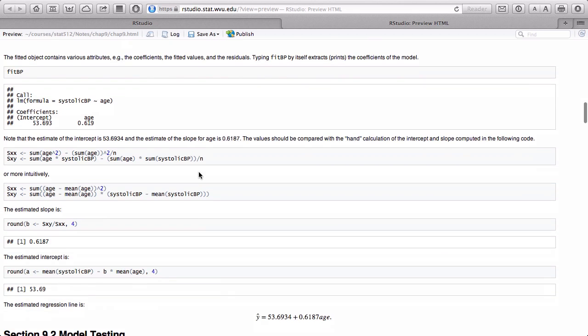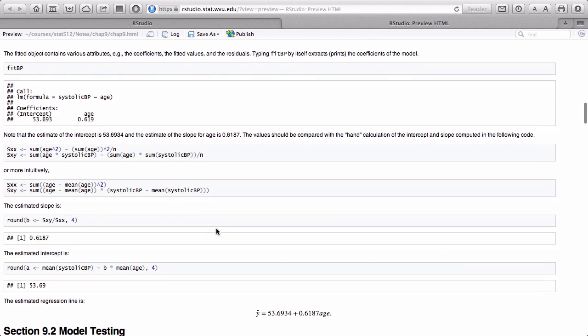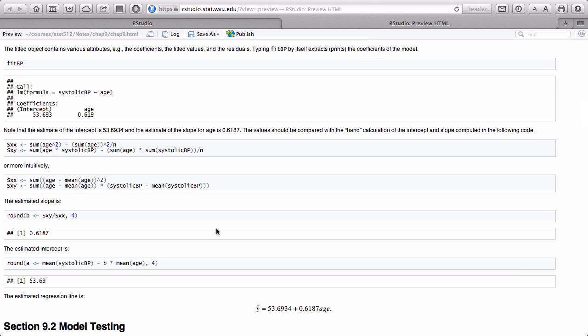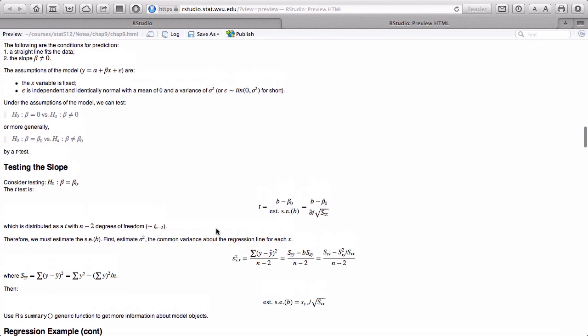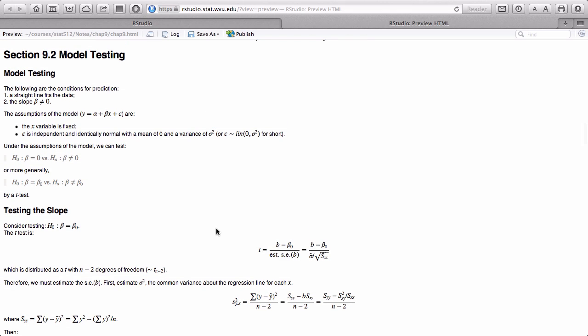Then what I showed you is how to compute these S sub x's and S sub xy's by hand in 2 different ways. And so we computed b and a by hand, and you can see that they agree with using the lm function. So that was more just a case of showing you this is the way you would do it by hand, and you get the exact same result.